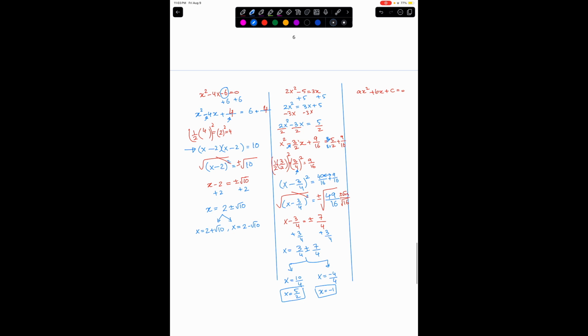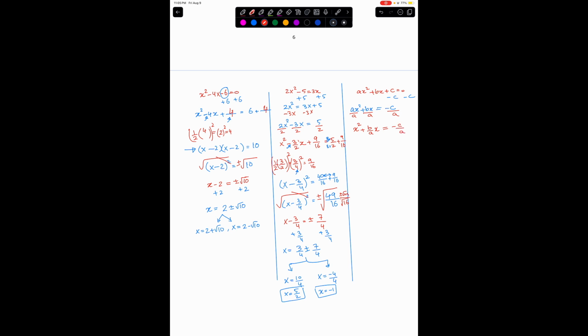Last but not least, ax squared plus bx plus c equals 0. If we follow the steps, we're going to end up with the quadratic formula. So let's do it. First, we're going to subtract the c from both sides of the equation. We get ax squared plus bx equals negative c. Now we're going to divide every term by a. So we get x squared plus b over a x equals negative c over a.